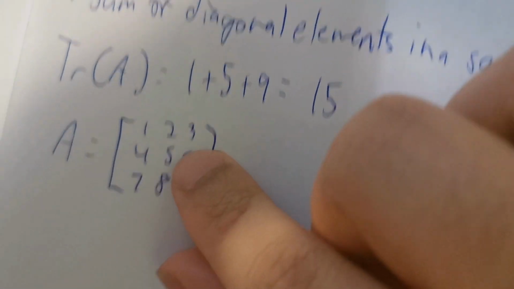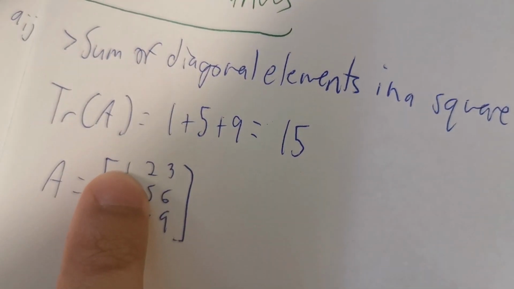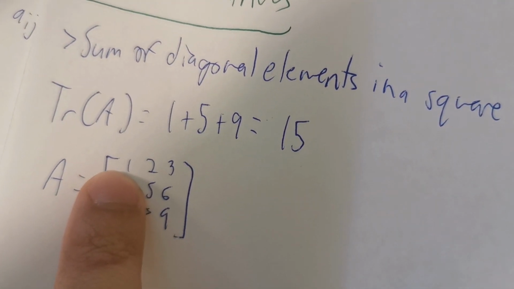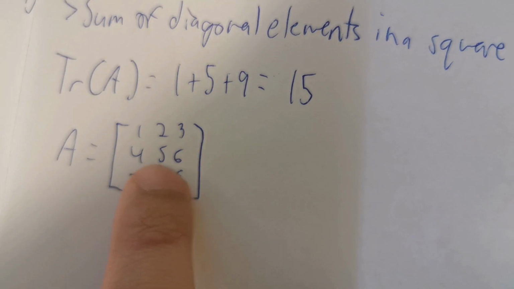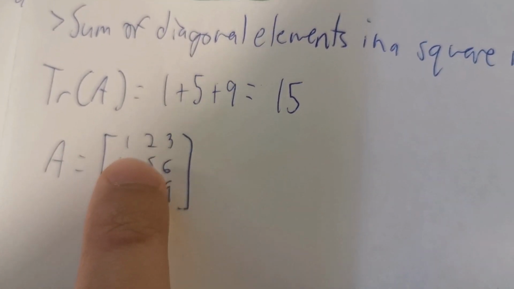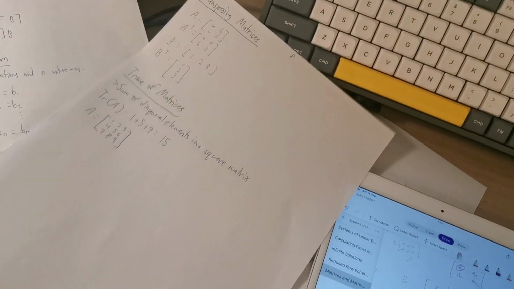A trace is just, if you have a square matrix, the sum of the diagonal. The diagonal always goes from the top left: A11, A22, A33. Sorry, I keep messing this up. But yeah, it's basically that. So yeah, pretty simple matrix. That's all. That's everything.